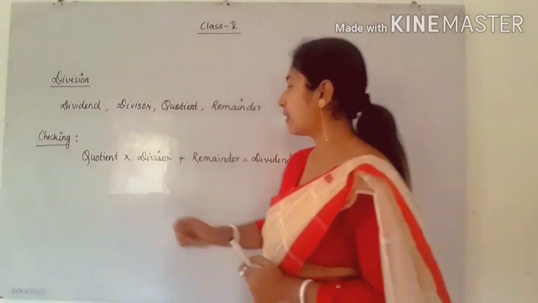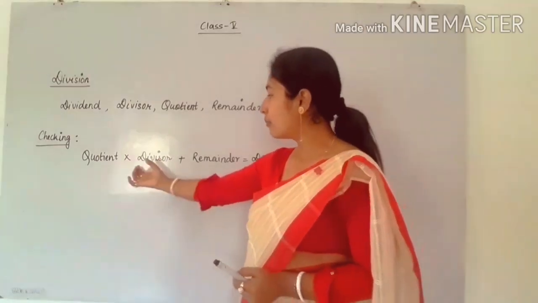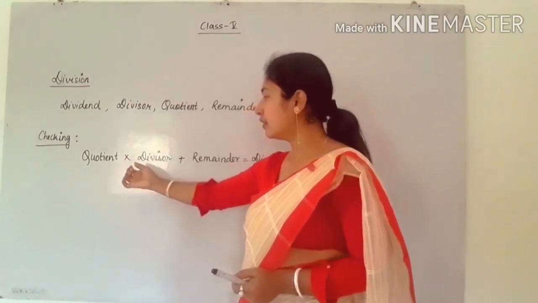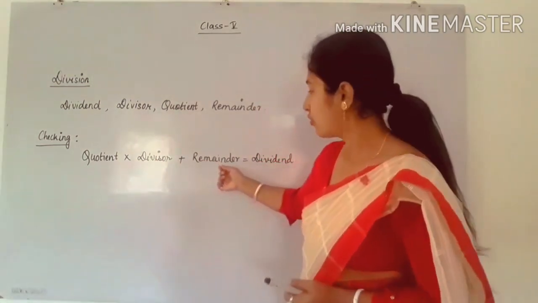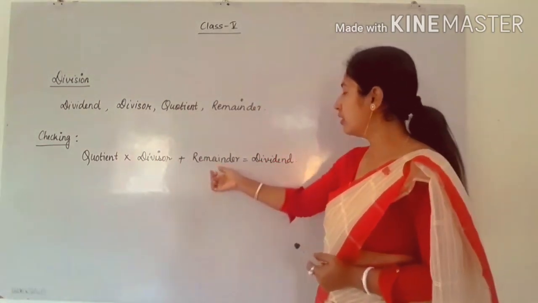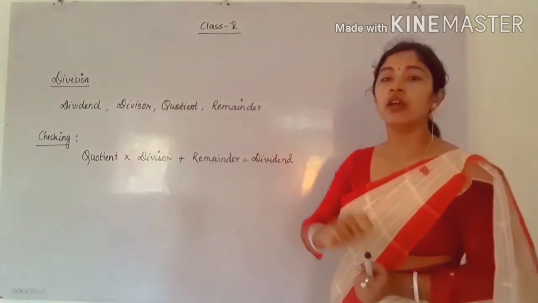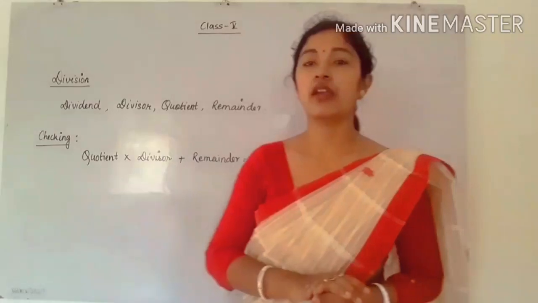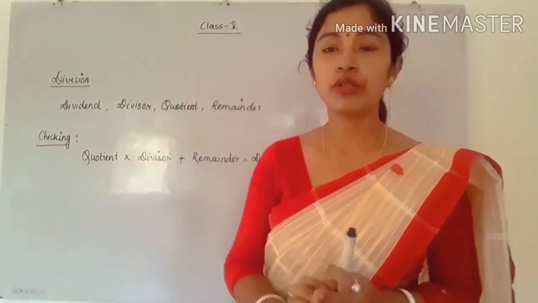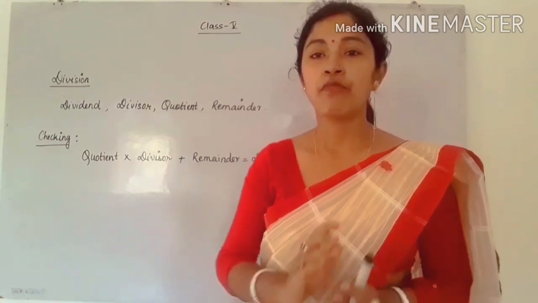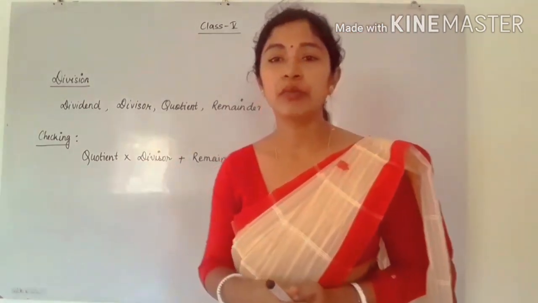You have to multiply the quotient and divisor. After multiplication you get an answer, and that answer you have to add to the remainder. When we add it to the remainder, you will get the dividend. If you get the dividend, then your division process is correct. If you don't get the dividend, then your division process is not correct. So you can check the answer by this method.